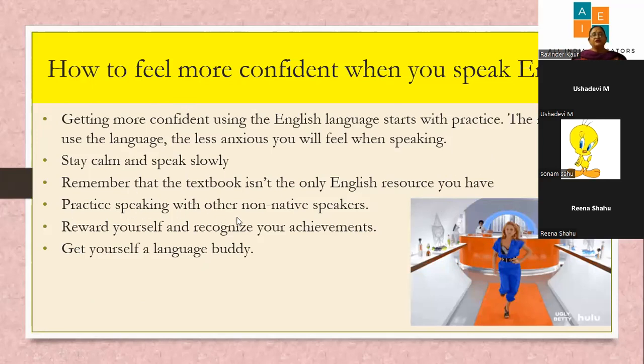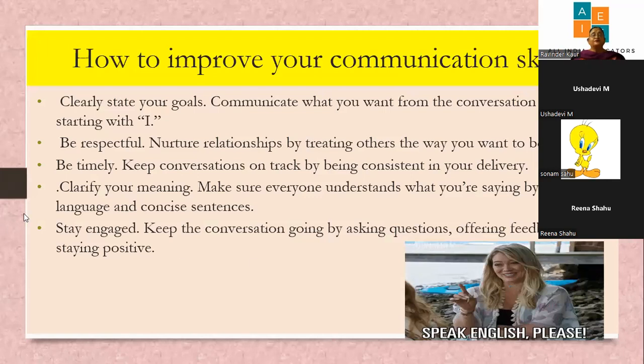Practice speaking with other non-native speakers. Reward yourself and recognize your achievements. Very important. Get yourself a language buddy. That person will always check whether you are right or wrong. Okay.